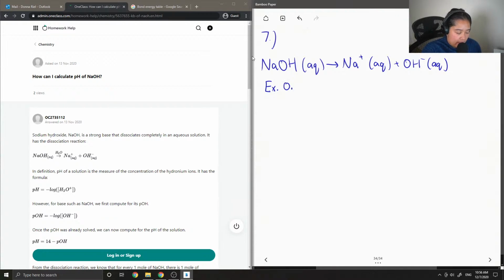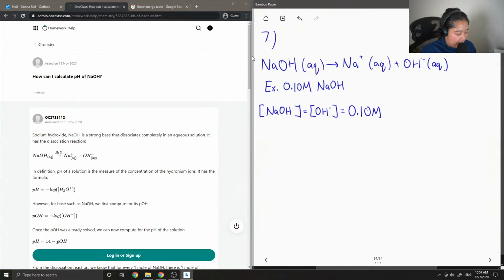Okay, so I'll write an example of how we would go about finding the pH of this basic solution. Let's say we had 0.1 molar solution of NaOH. Since everything reacts at a 1:1:1 ratio, the concentration of NaOH is equal to the concentration of our OH minus ion, which is also equal to 0.10 moles per liter.